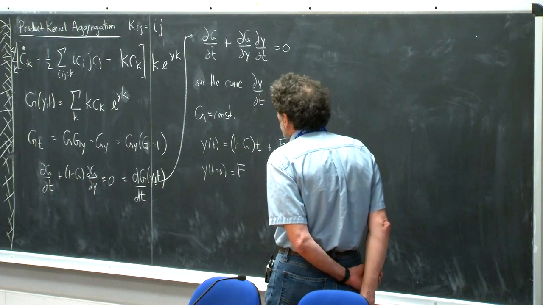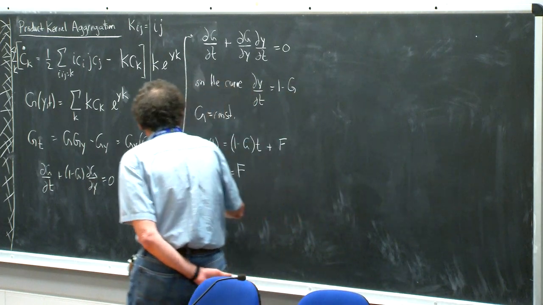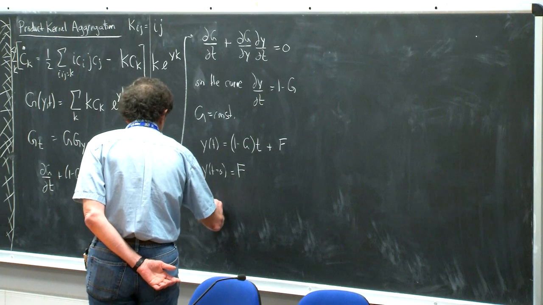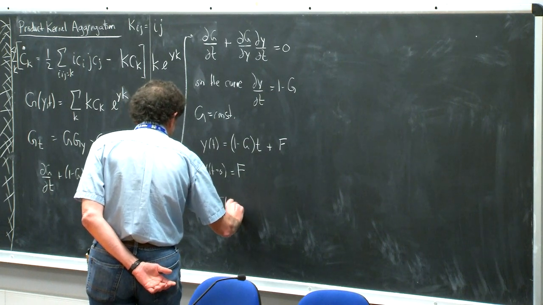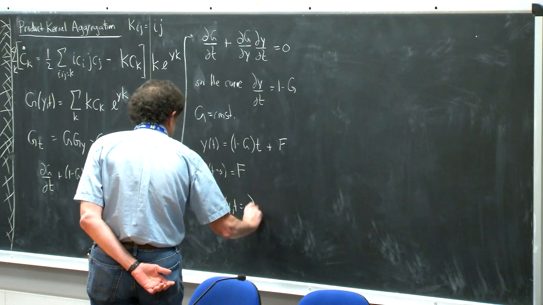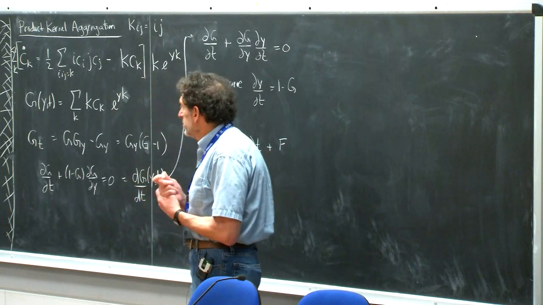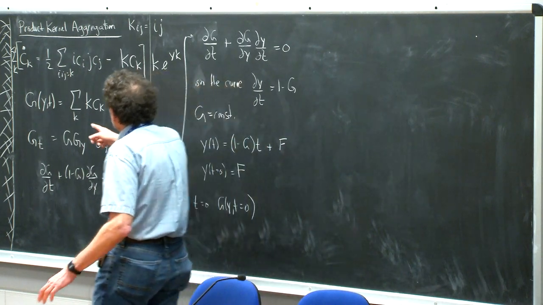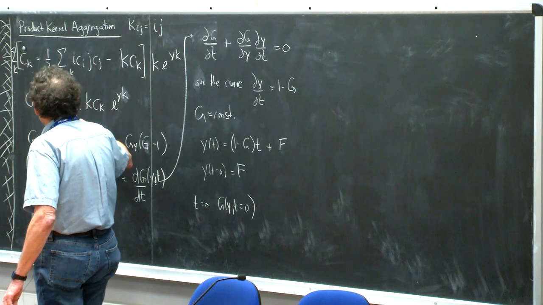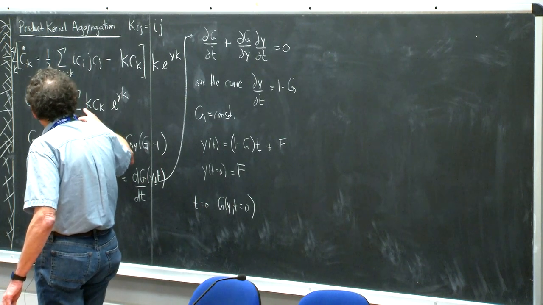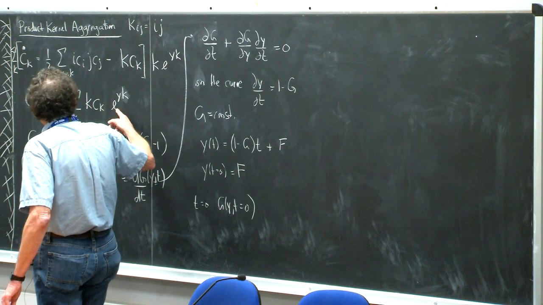So initially, our generating function, at t equals 0, G of y and t equals 0, and again for the monomer-only initial condition. So if there's only monomers, then this sum at t equals 0 is just one term, 1 c1 e to the y.